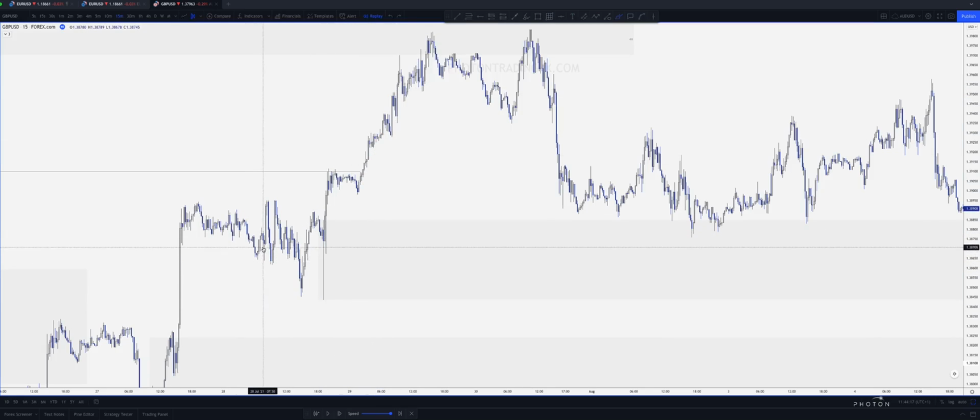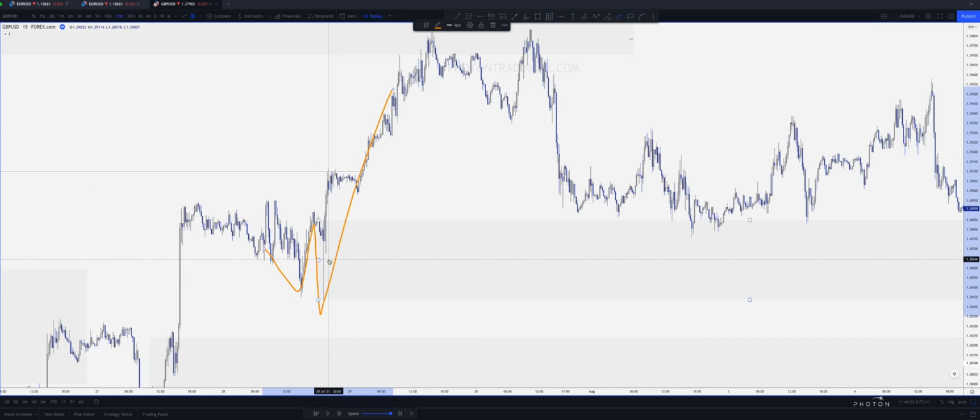Remember what I said about Pound Dollar? It loves to form what looks like it's going to be that higher low, and then it comes down, it sweeps it, and then you get the real move, right?